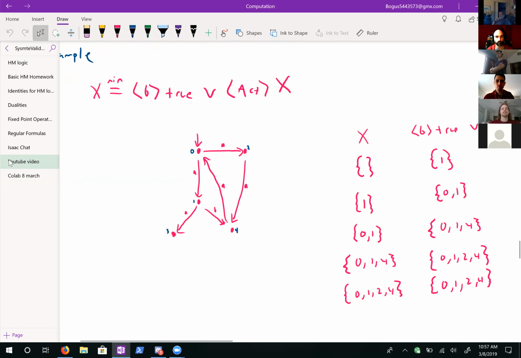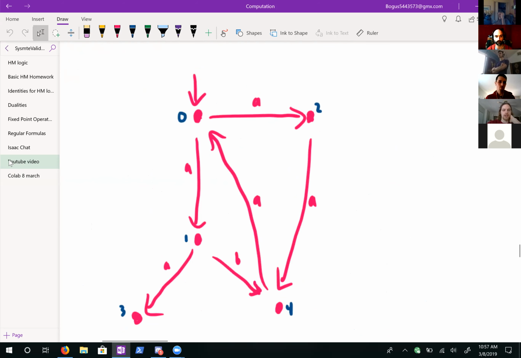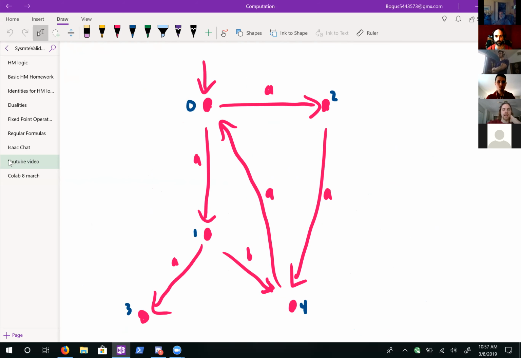Okay, so he used a little different notation. This x min equals, that's your mu x dot, and x max equals, which is your nu x dot. So there's this labeled transition system here, and all the transitions are A except this one. This is the only B in the whole thing. And then the states are labeled with integers again, 0, 1, 2, etc.